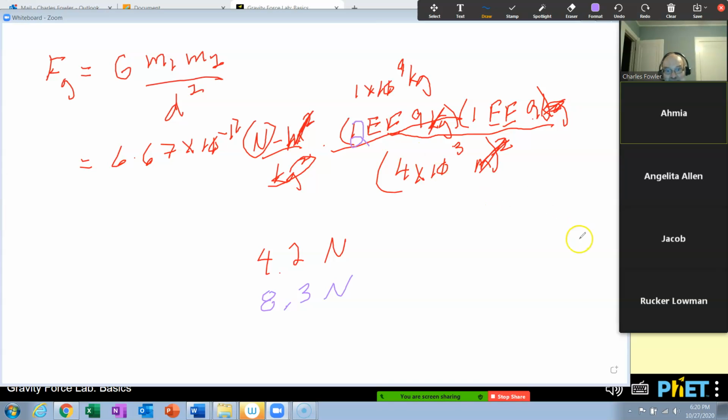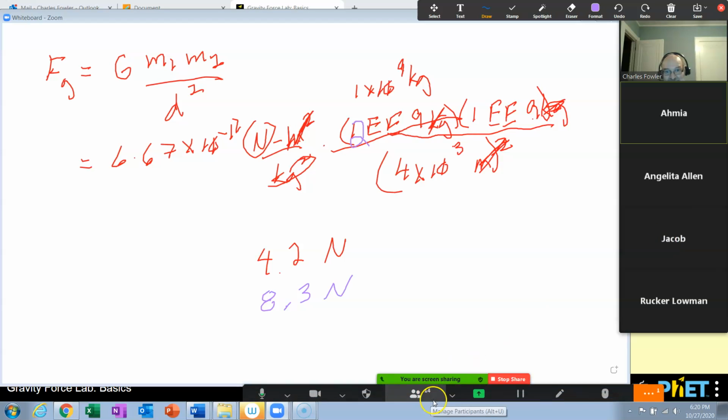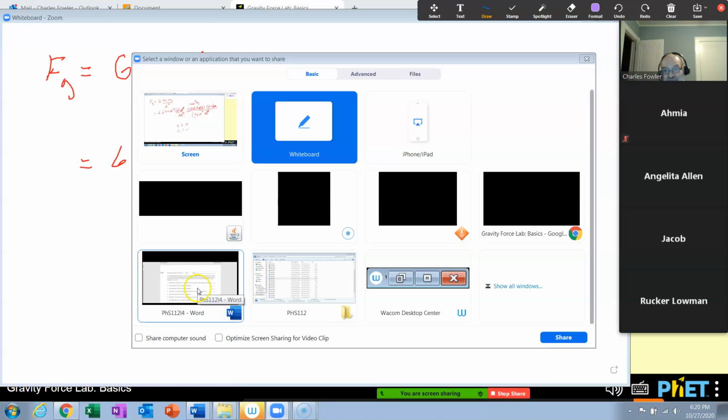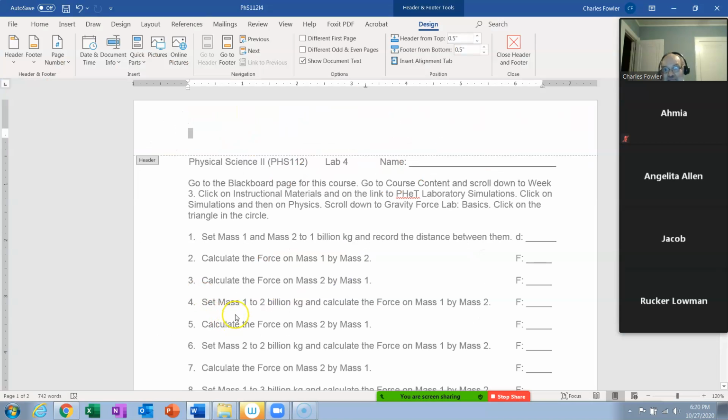Let me see which number. I don't have it in front of me now. Let me go back to this, and that's this one. Okay. Set mass 1 to 2 billion kilograms. Calculate the force of mass 1. That was your 8.3, number 4. Now calculate the force of mass 2 by mass 1.